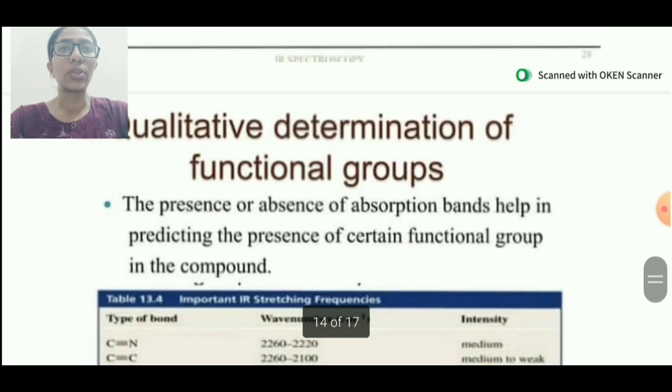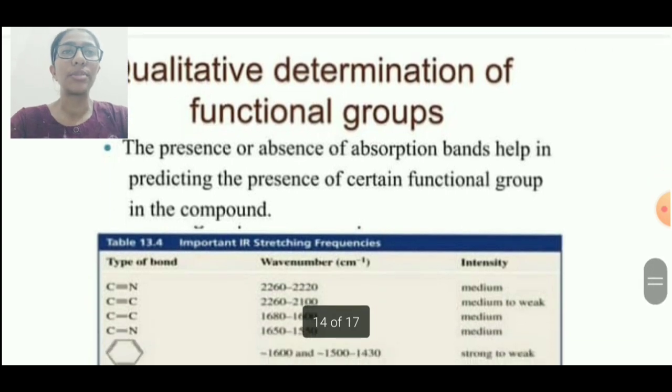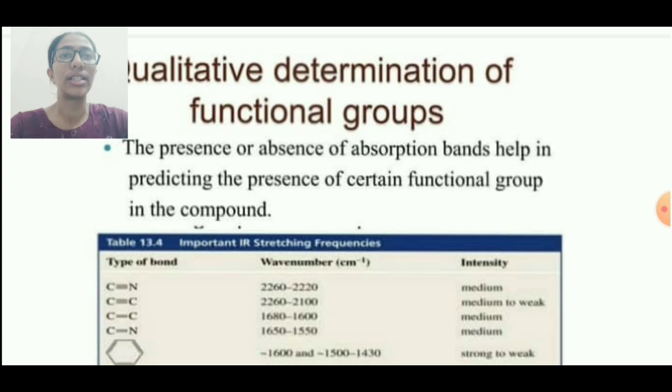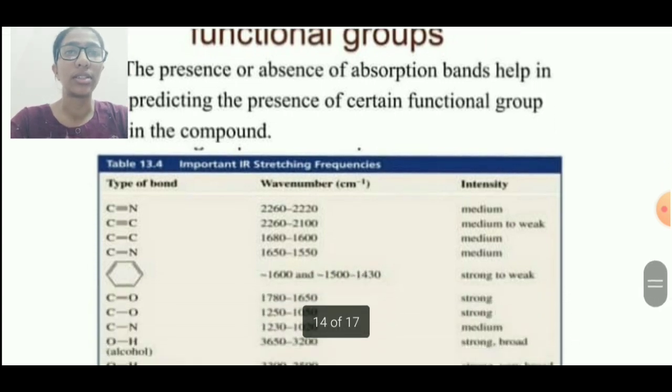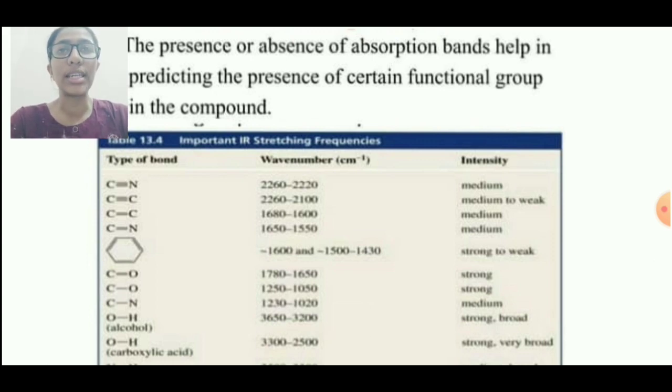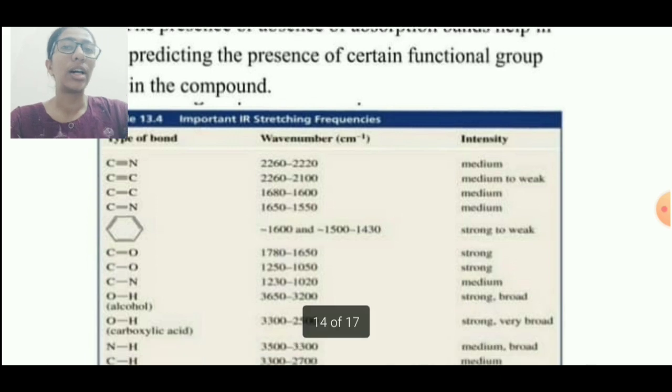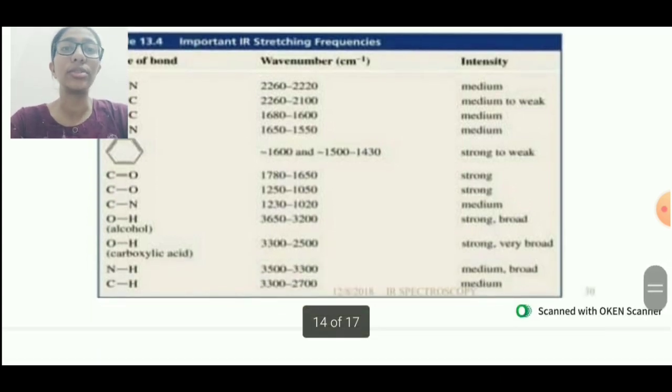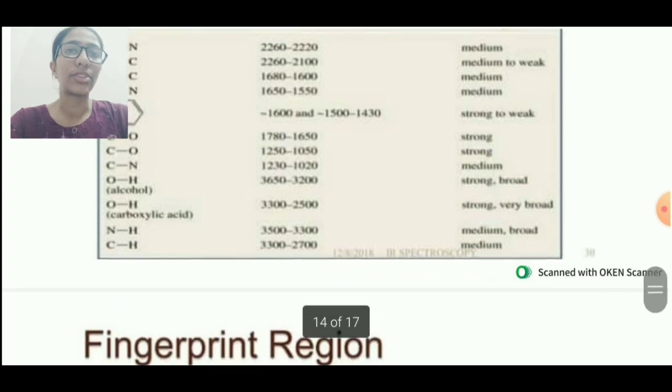The second application is qualitative determination of functional groups. The presence or absence of absorption bands helps in predicting the presence of certain functional groups in the compound, like the triple bond between carbon and nitrogen. The intensity is medium and the wave number is 2260 to 2220. Then there are several examples: triple bond between carbon and carbon, single bond between carbon and carbon, bonds between carbon and oxygen, oxygen and hydrogen, nitrogen and hydrogen, carbon and hydrogen, etc.